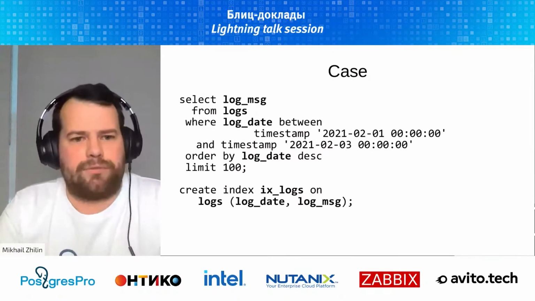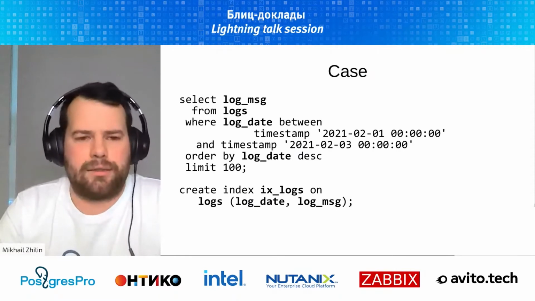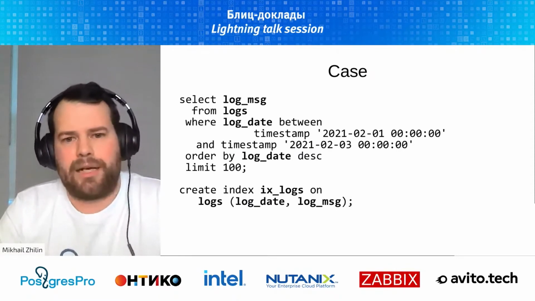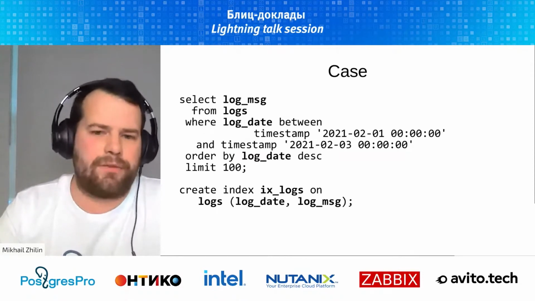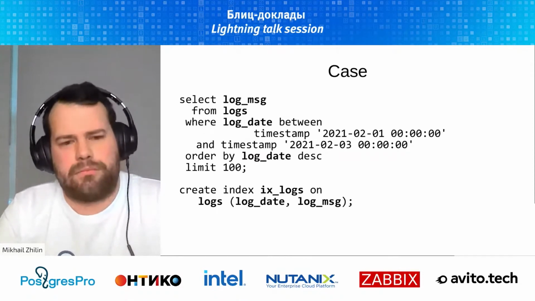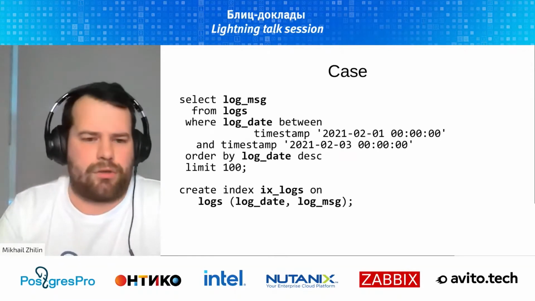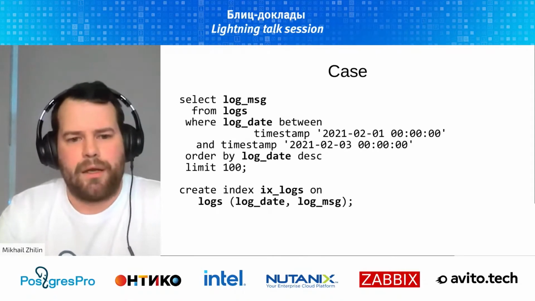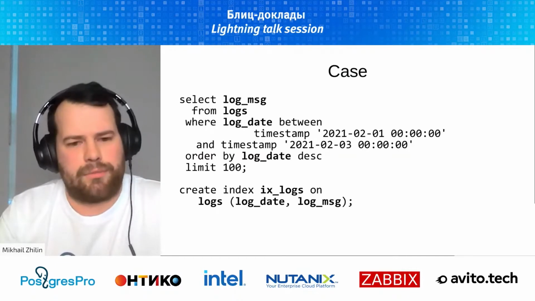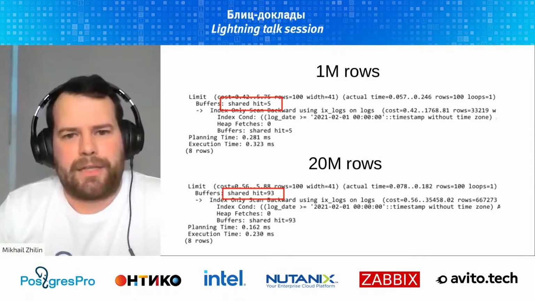Let's take a look at a simple case. There is some log table, and you have the message itself in there, and a date column. And we want to check out the logs for 2 days, 1st and 2nd of February, sorted, and only 100 records. So we have created an index on the logs with these 2 columns.